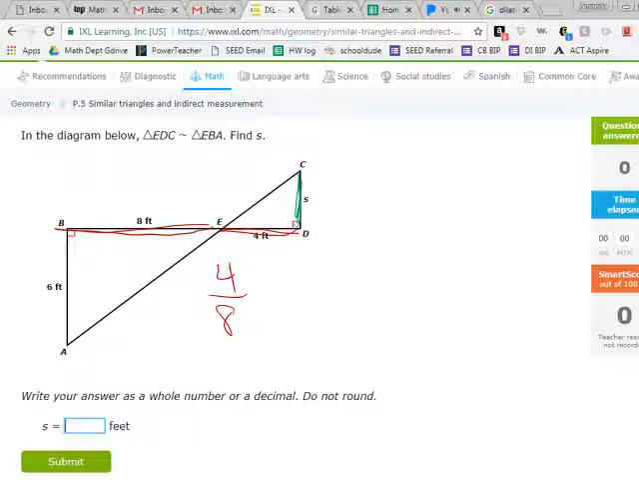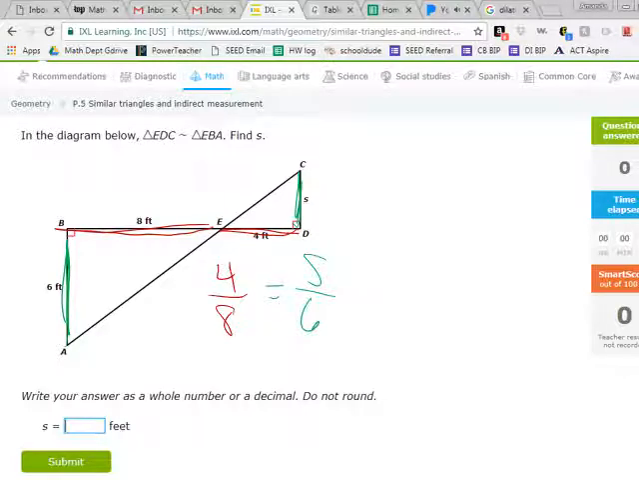So notice CD is kind of backwards over here. It should go with AB. So here's CD, here's AB. So that means 4 over 8 should equal S over 6.